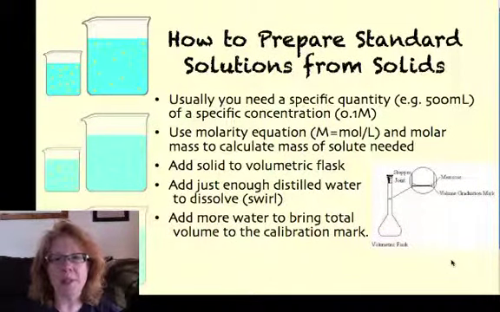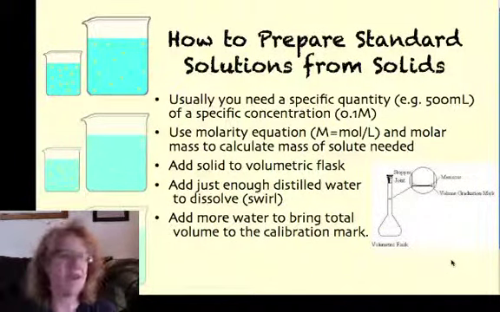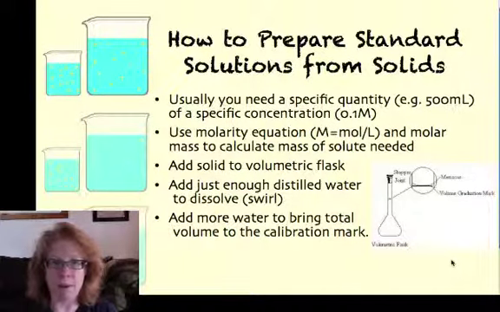If you need to do something specific, like you'll get those questions, you need 500 milliliters of a 0.1 molar solution of some sort, you're going to use your molarity equation first, just like we talked about previously. Rearrange it to calculate the number of moles of solute needed, and then you're going to use molar mass to convert from that moles of solute to the mass of solute.